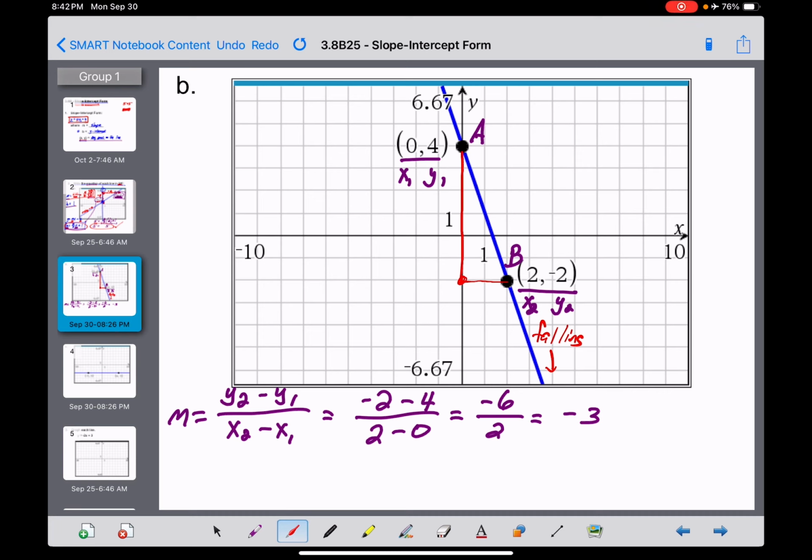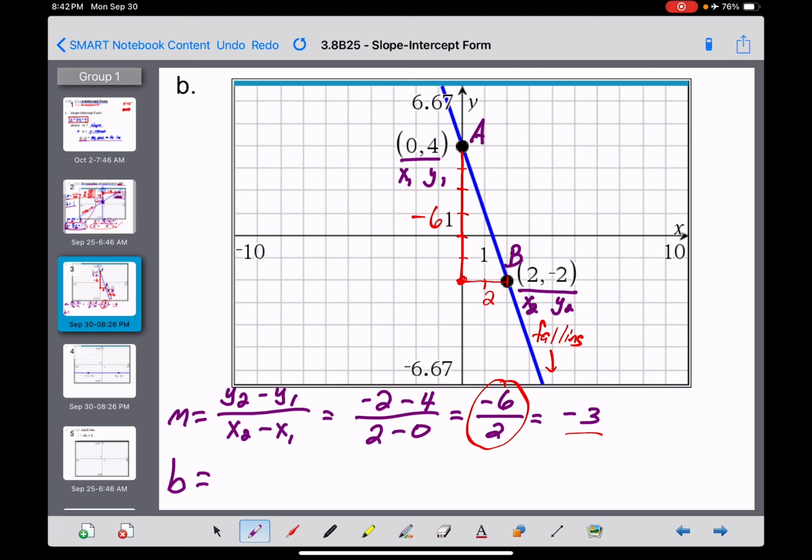That is a rise of negative 1, 2, 3, 4, 5, 6, so negative 6 for the rise, and a run of 2. Those are the exact same numbers I had right here doing it algebraically, and that still gets us a slope of -3. B is our y-intercept, which is real easy to tell here, guys.